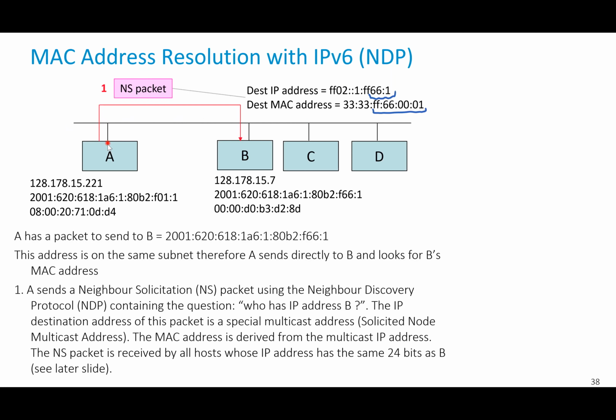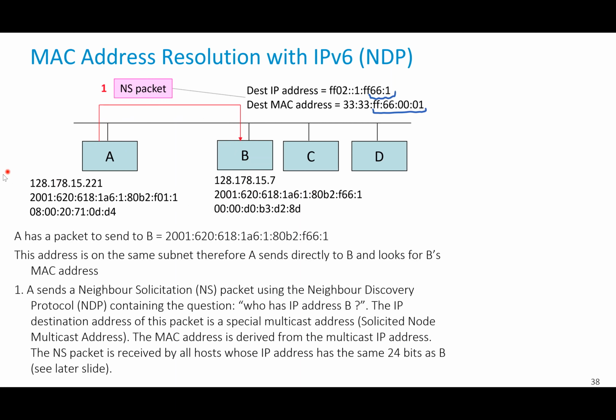So A wants to send a packet to B, so A knows the destination address of B, which is, for IPv6, this long string of hex digits here. Of course, if this happens, it must be that B is in the same LAN as A, in IP terminology, in the same subnet. Otherwise, there would be no reason to do this.